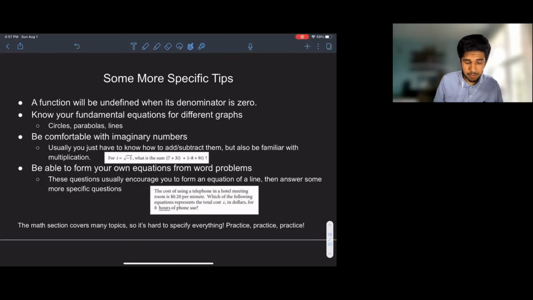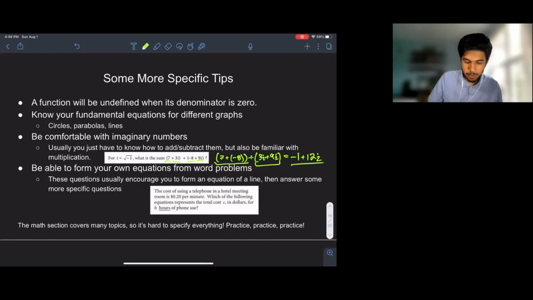For i equals the square root of -1, what is the sum 7 plus 3i plus -8 plus 9i? For these questions, it's very similar to adding with variables. You just group like terms. So first, 7 and -8 are like terms, so we'll group those together. And then 3i and 9i are like terms, so we can group those together. And then if we simplify, this turns out to be -1, and this turns out to be 12i, and that's our answer.